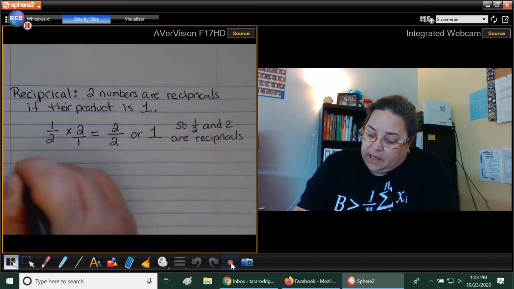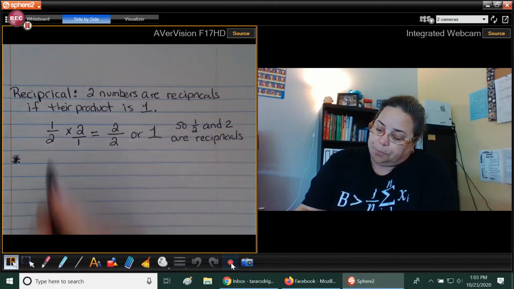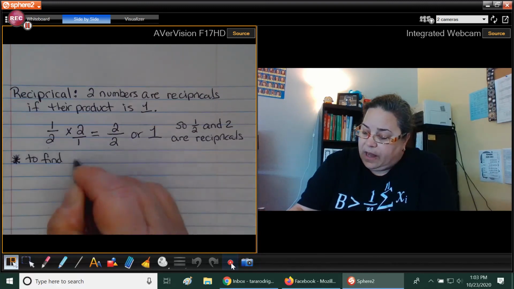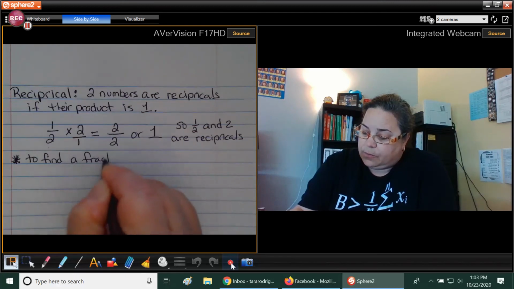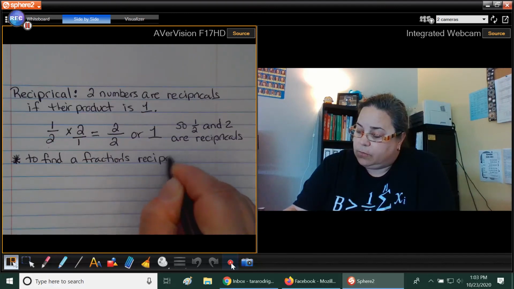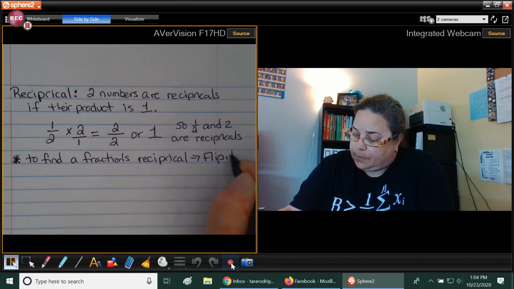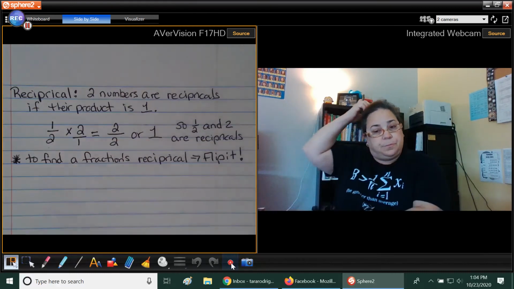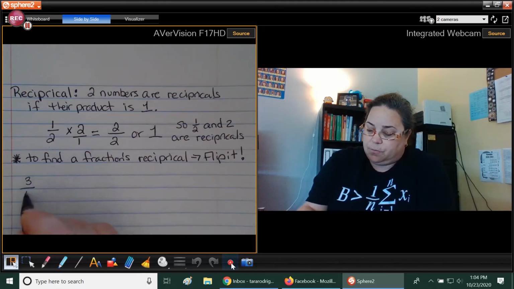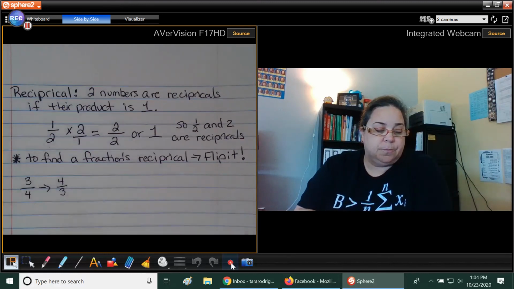Okay, another piece of important information. I like to put a little star next to important stuff. To find a fraction's reciprocal, flip it. So 3/4 becomes 4/3. And you can check it.